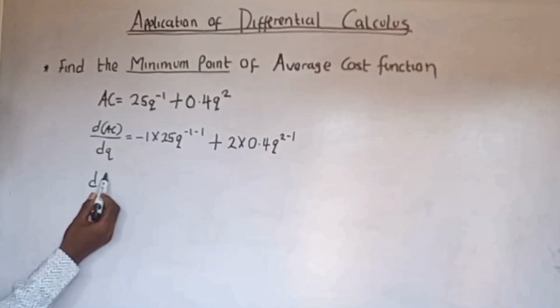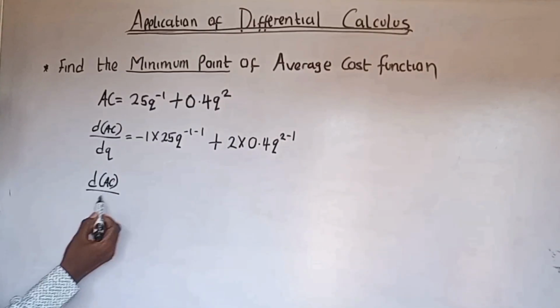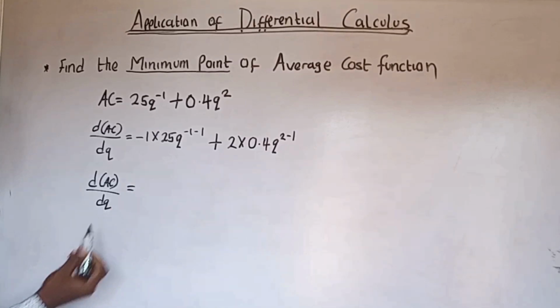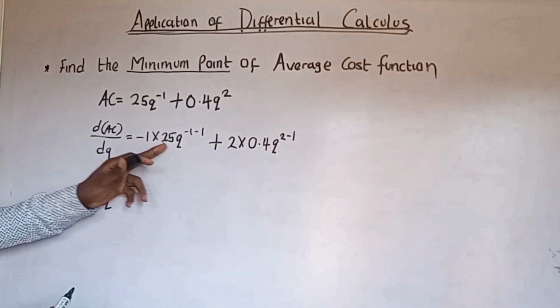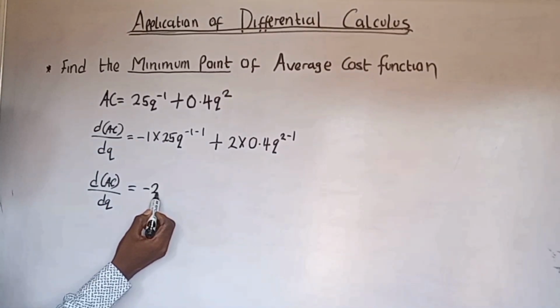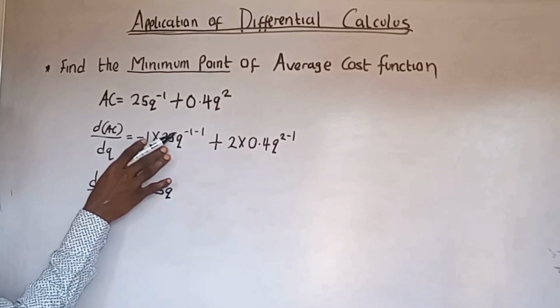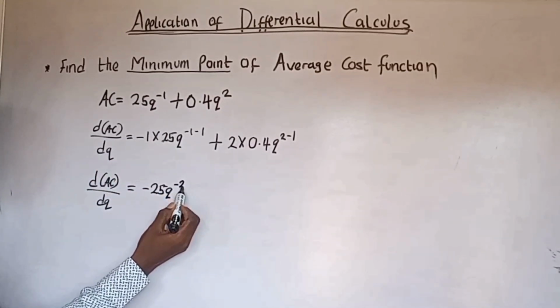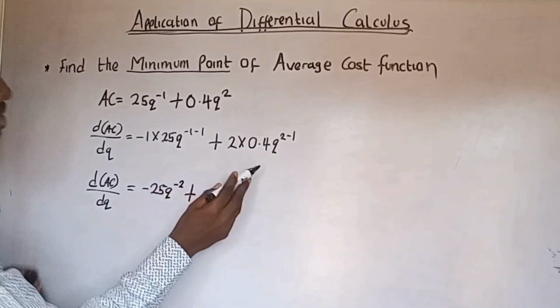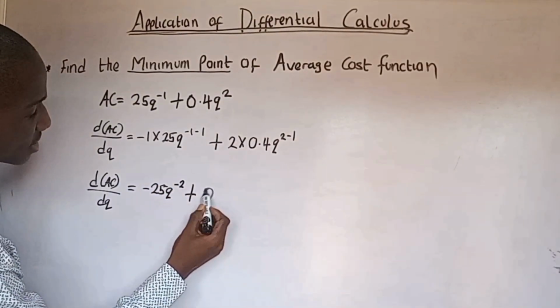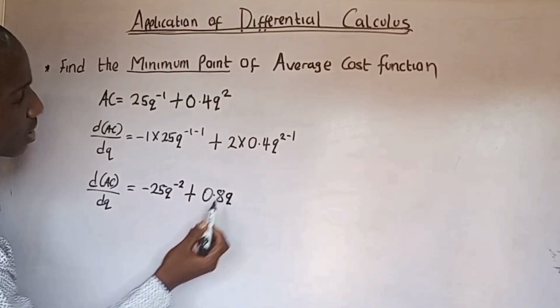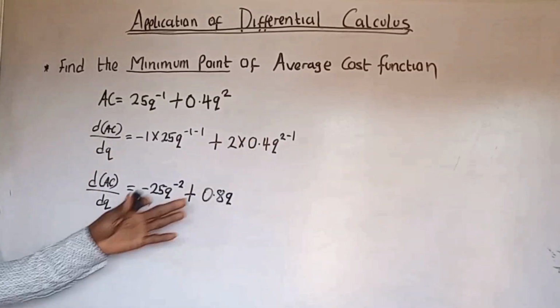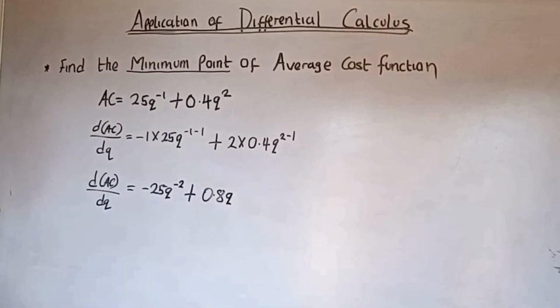Now dAC over dq equals to minus 1 multiplied by 25. So I'm going to have minus 25q raised to the power of minus 1 minus 1, that is minus 2, plus 2 multiplied by 0.4, that is 0.8q raised to the power of 2 minus 1, that is 1. So q raised to the power 1 is q, so 0.8q.